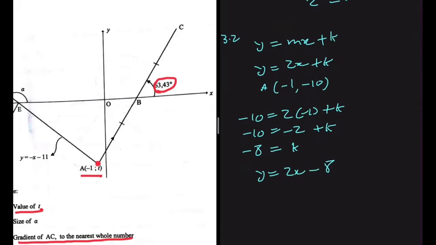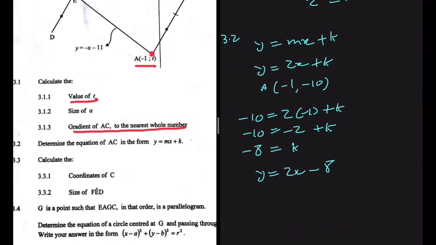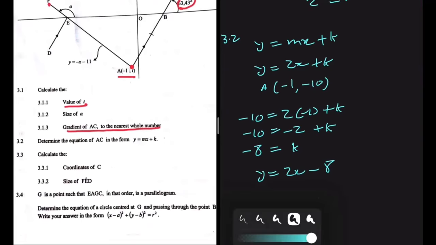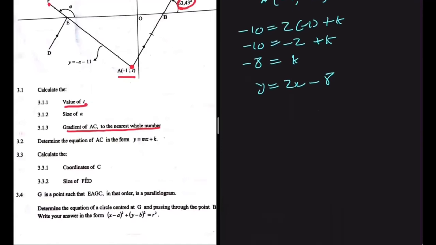Right, we can substitute the x value of A and see if we're going to get -10. If we substitute the x value of A, we're going to get 2 multiplied by -1 minus 8. -2 minus 8 equals -10. So it seems like we have the right equation because it works at that point. Right, so that is 3.2. Let's go ahead and do 3.3.1.